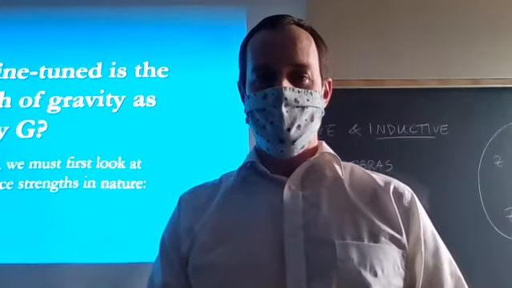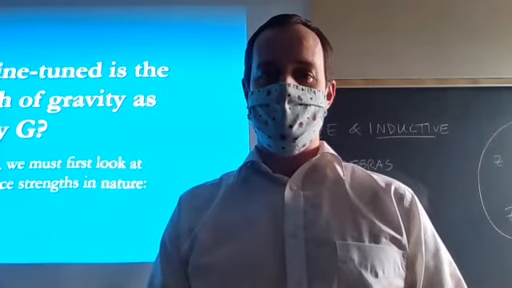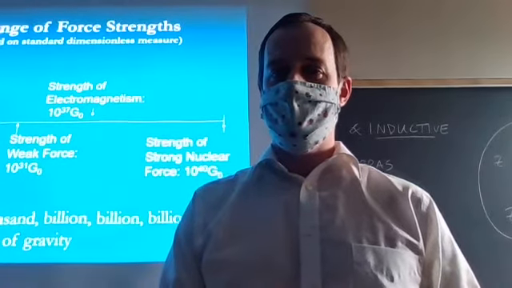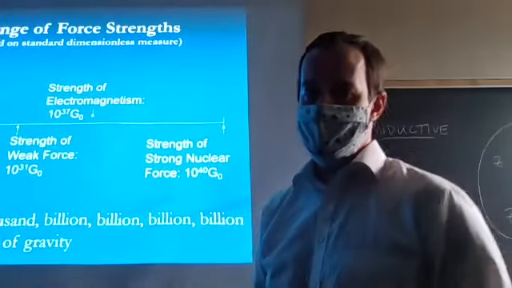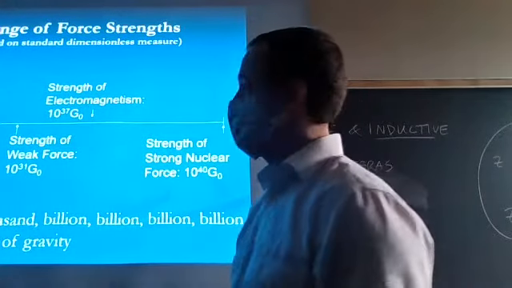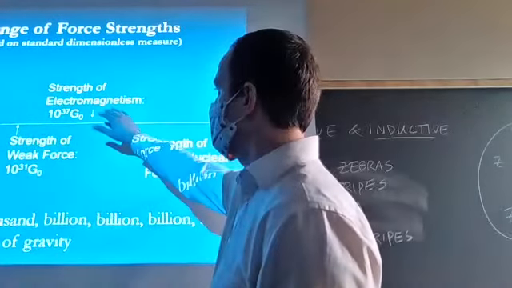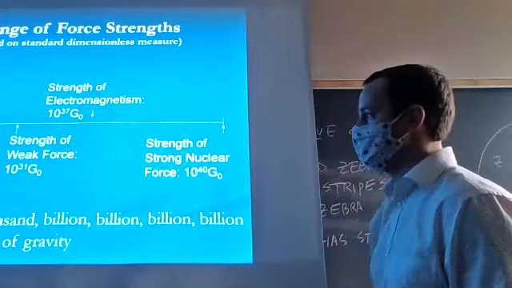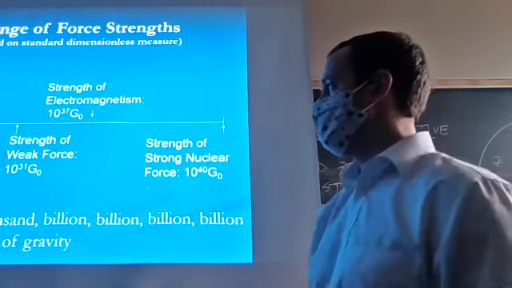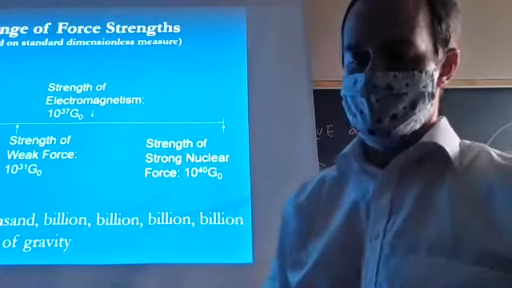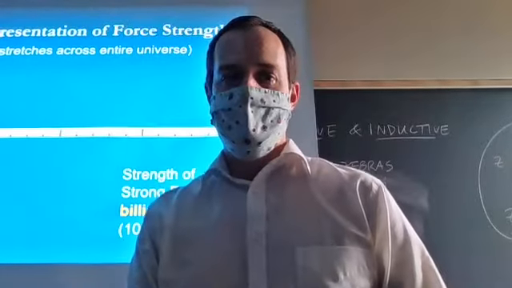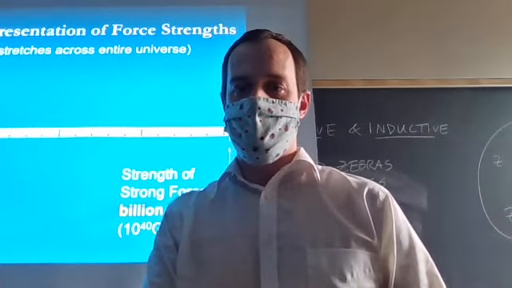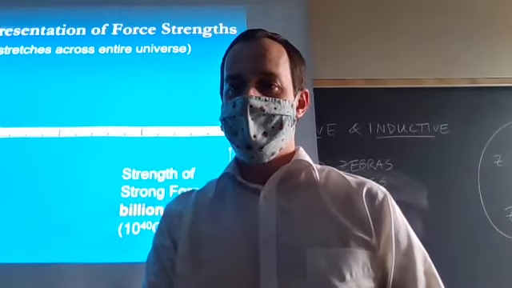How fine-tuned is the strength of gravity as given by the gravitational constant? Well, to answer that, let's look at the range of force strengths that we can find in nature. We can find the strength of gravity and compare it to the strength of other things like electromagnetism, the weak nuclear force, the strong nuclear force, right? It has to be very, very finely calibrated is the point of this exercise. Okay, and here's just an illustration of that.